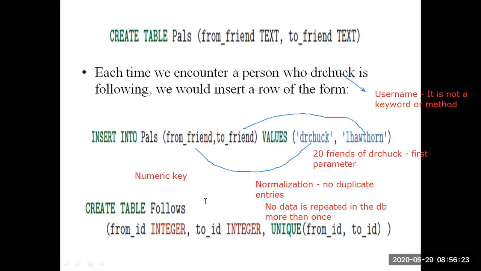I can have a numeric key for the data, for a friend as well as for the two friend. I can have a numeric key for the from friend, which refers to the actual data using that key. I will be having a numeric key like from ID and to ID, so from ID to from friend and to ID to friend.